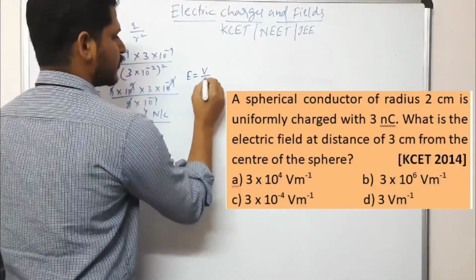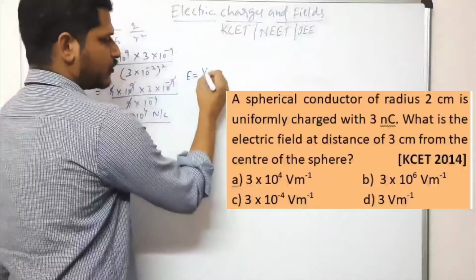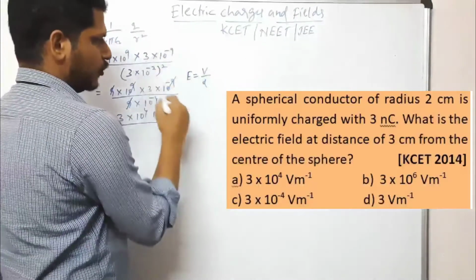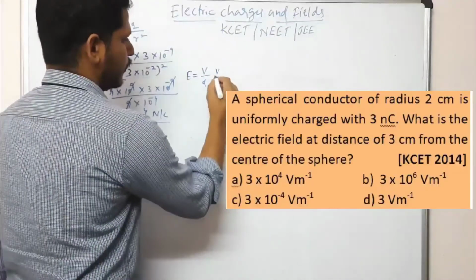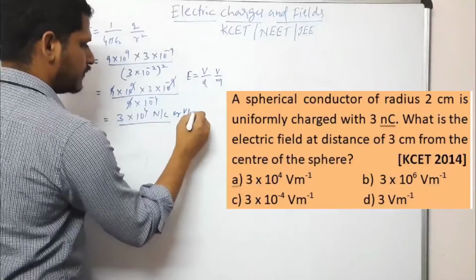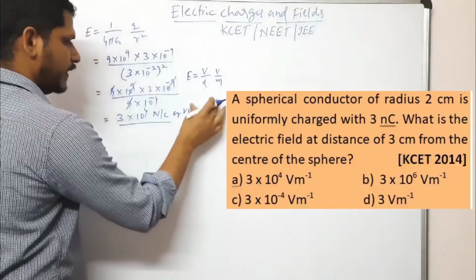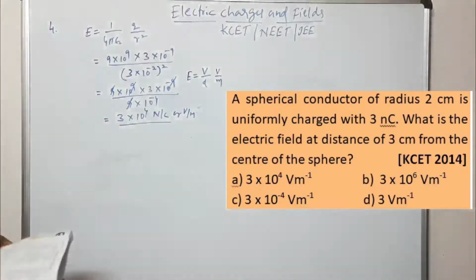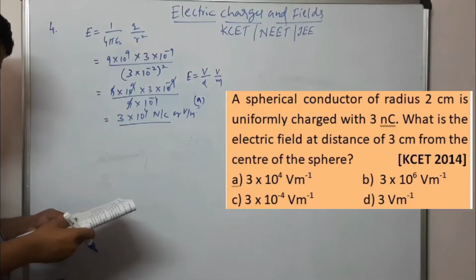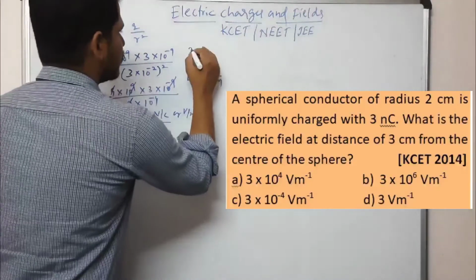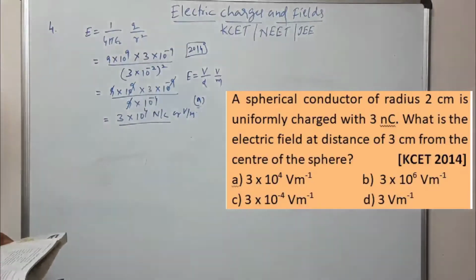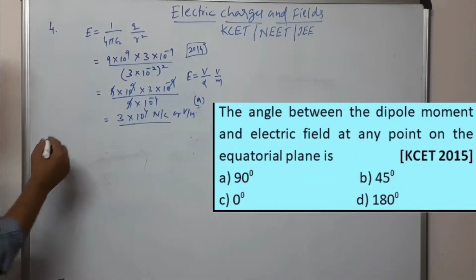There is one more expression, E equals V by d. This is a relation between electric field and potential, so the unit is volt per meter. So the first option itself is correct. The answer is A, and it also appeared in 2014. Simple problem.